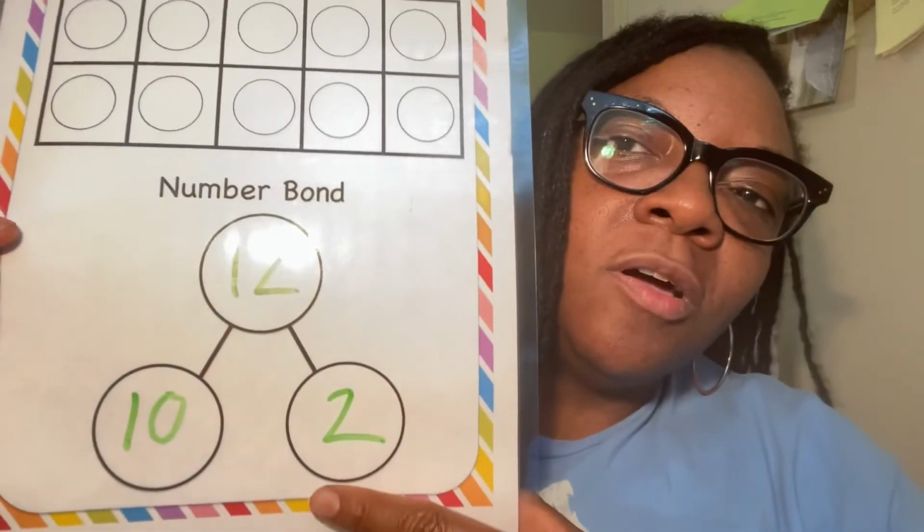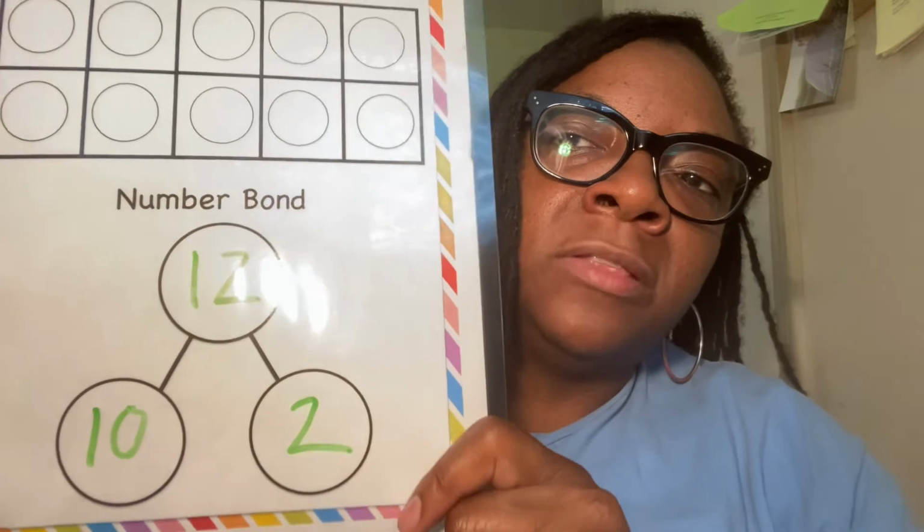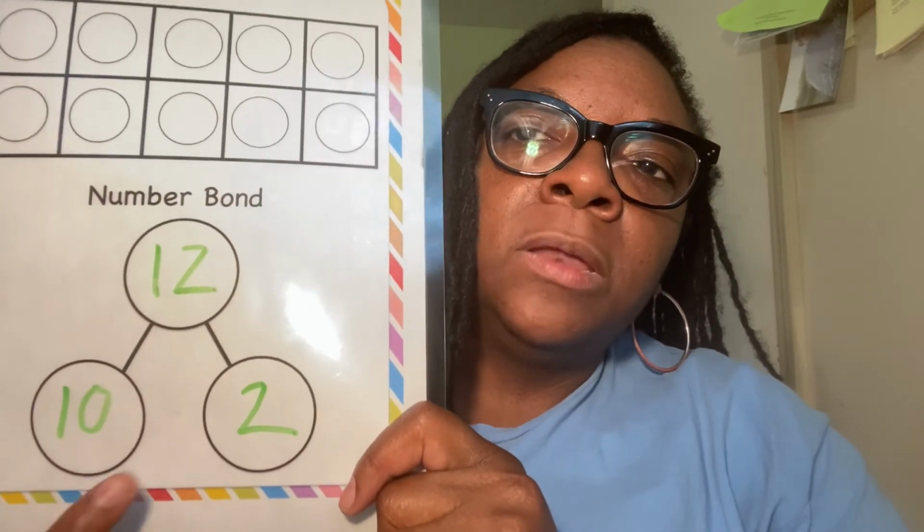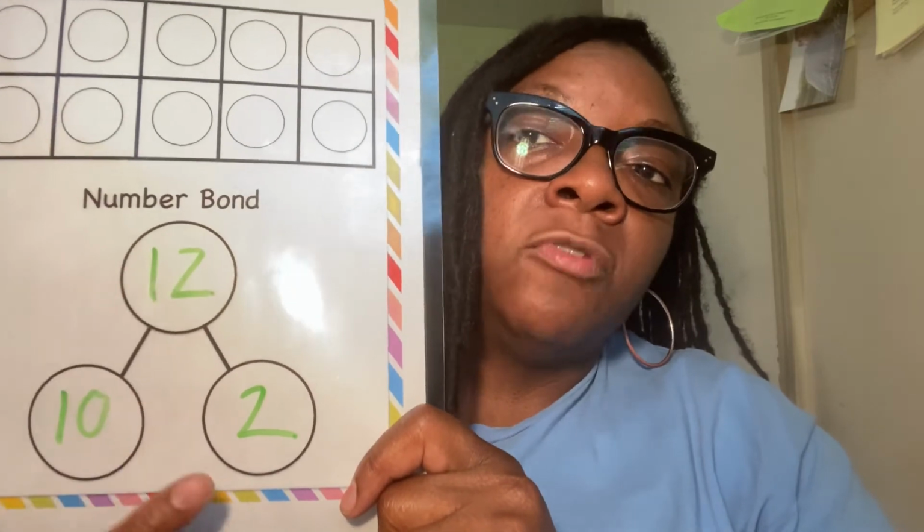So, okay, if we look back at our counters, how many more counters would I need to add to make the number 12? And then they would say, hopefully, 2. So then we could write the number 2 on the other number bond. So then I would go over with them that 10 plus 2 equals 12, or 2 plus 10 equals 12. And we could do something like that just to be able to challenge that student, make it a little bit more difficult for that student.